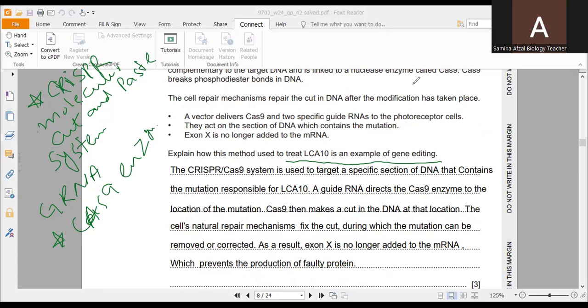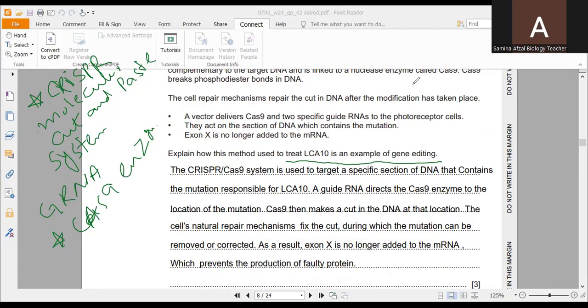This is nuclease, an enzyme that can cut DNA. So this is associated with the gRNA. The gRNA guides the Cas9 enzyme to the specific target DNA sequence. Once the gRNA guides Cas9 to the correct location on the DNA, the Cas9 enzyme creates a double strand break in the DNA at that precise point.